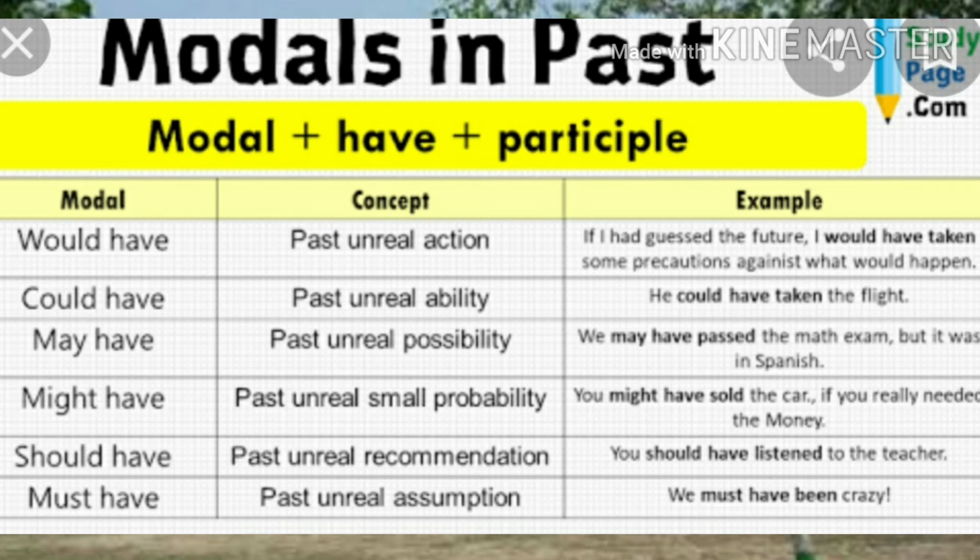Clear? Then past unreal ability, could have. Could have is used for past unreal ability. I could have taken the flight. Then is may have. Past unreal possibility. We may have passed the maths exam, but it was in Spanish. Might have for past unreal small probability. You might have sold the car if you really needed the money.